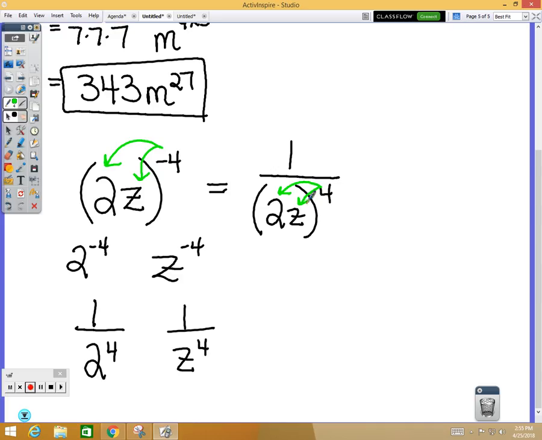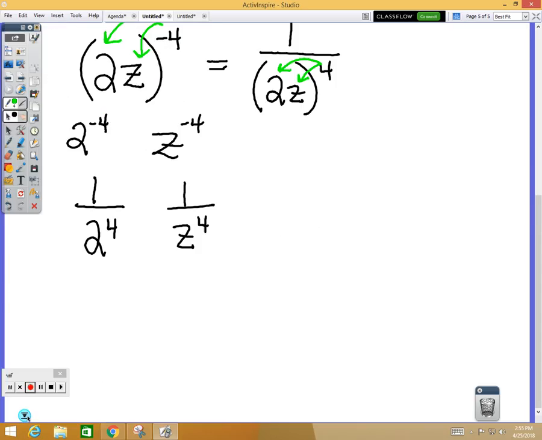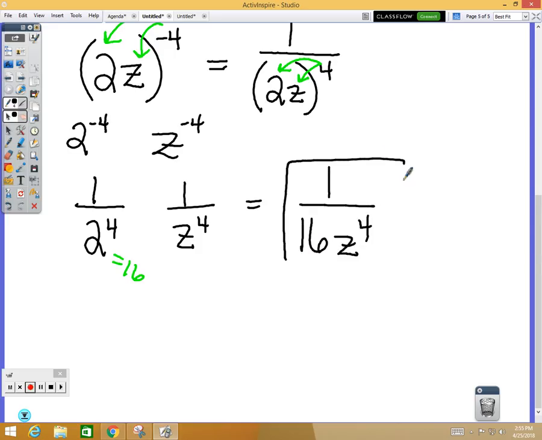All right, okay. So really the only other thing that we have left to do with this problem is to figure out what is 2 to the fourth power. Does anyone just know that? Oh, 16, good. So this is going to be 16. So I'm going to have 1 over 16z to the fourth power. That's it. All right, you ready to try one now?